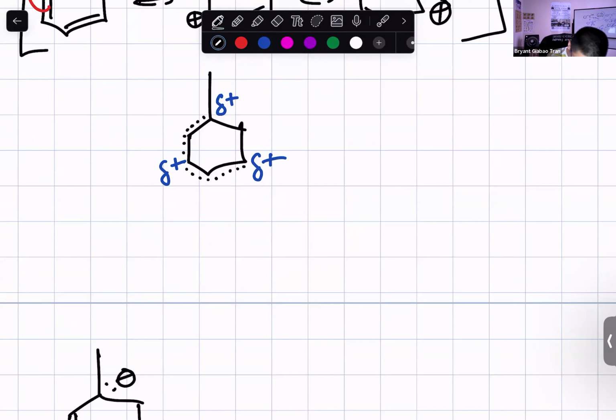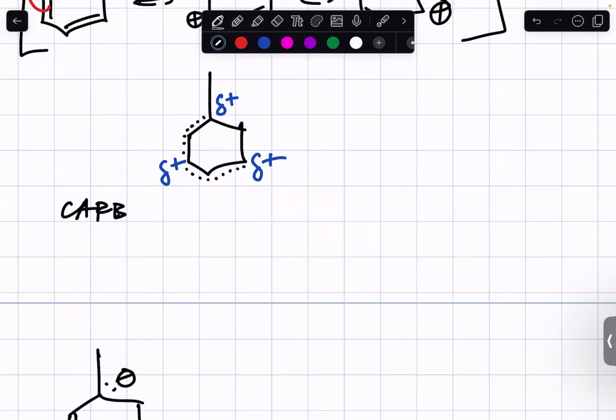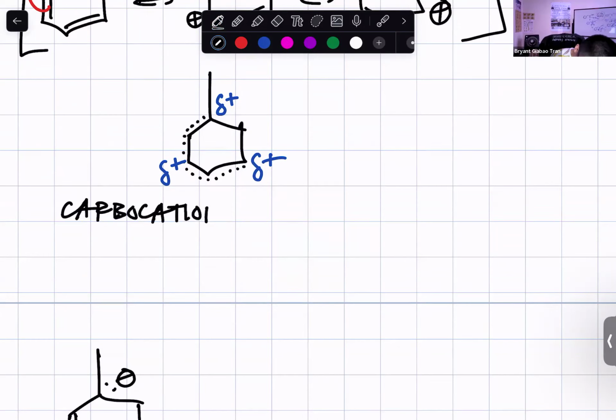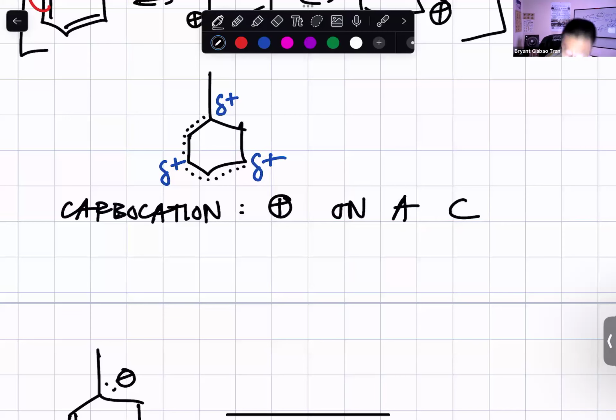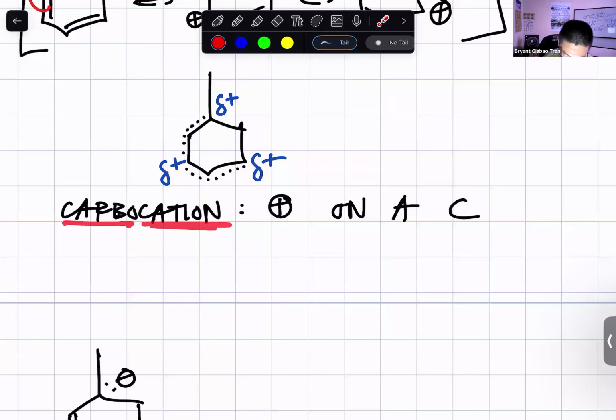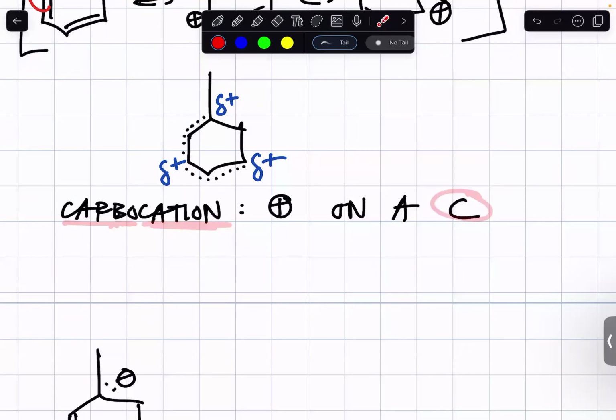So carbocations is what we said earlier, a positive charge on a carbon atom. Right? A cation is a positive charge. A carbo is a name for carbon. Right? Carbo, cation. A cation on a carbon. Positive charge on a carbon.